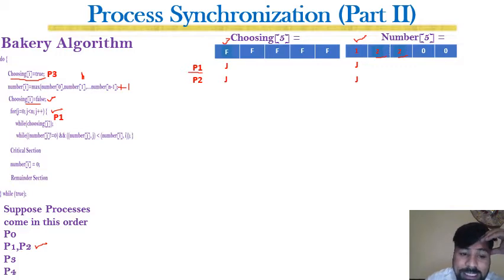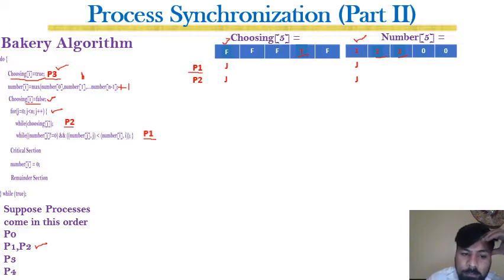But at the same time P3 enters the system, you can see over here. P3 executes this statement, and it turns this slot to true. Right now P1 moves one step ahead and wants to evaluate this condition, while P2 evaluates this condition.